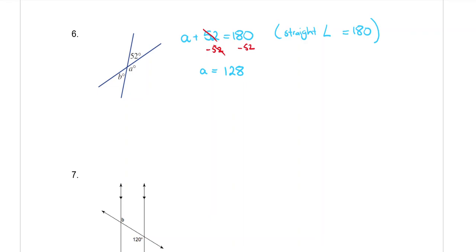A is by itself. 180 minus 52 is 128. Okay, now I'm going to look at the B. The B is making this cross shape with the 52. They are vertically opposite. The B is directly across from the 52. So I can say that B is equal to 52, and the name of this was vertically opposite angles are equal.